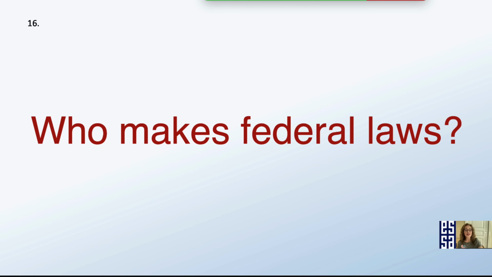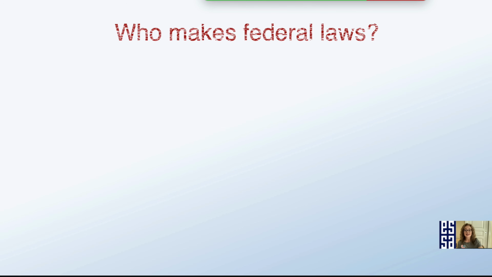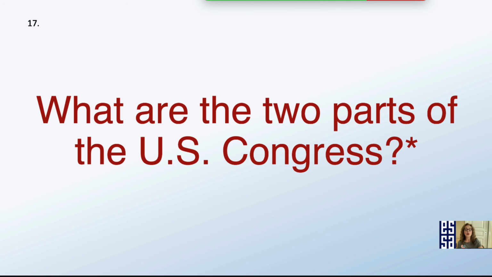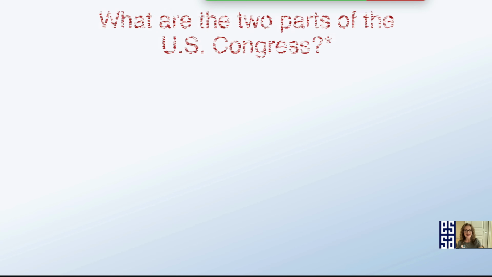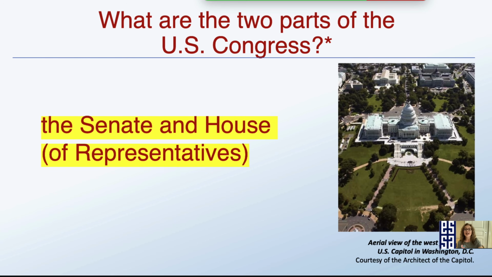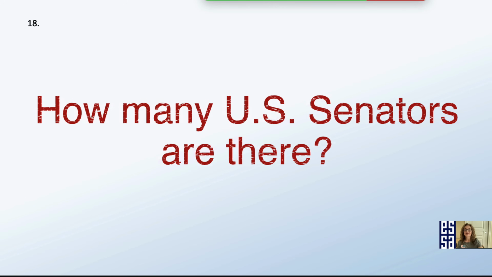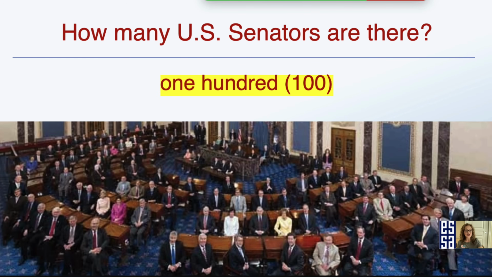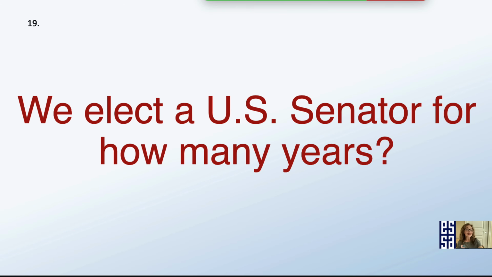Who makes federal laws? Congress. What are the 2 parts of the U.S. Congress? The Senate and House. How many U.S. senators are there? 100.